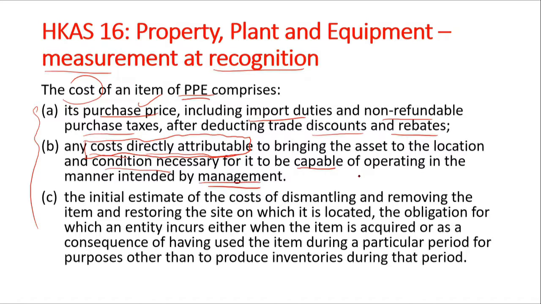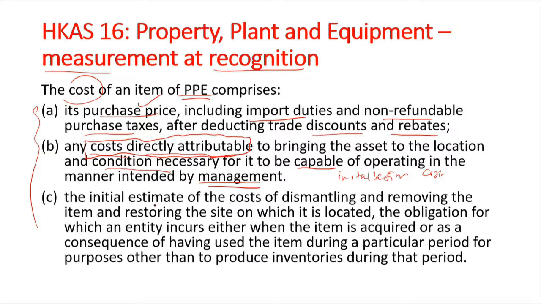So any cost, for example, first time installation cost, that would be a cost directly attributable to the PPE. The company may not be able to use the machinery or any equipment that they have purchased without proper installation, right? So that would be a cost directly attributable to the PPE, and this would be recognized in the cost of the asset. This would be capitalized in the cost of the asset.